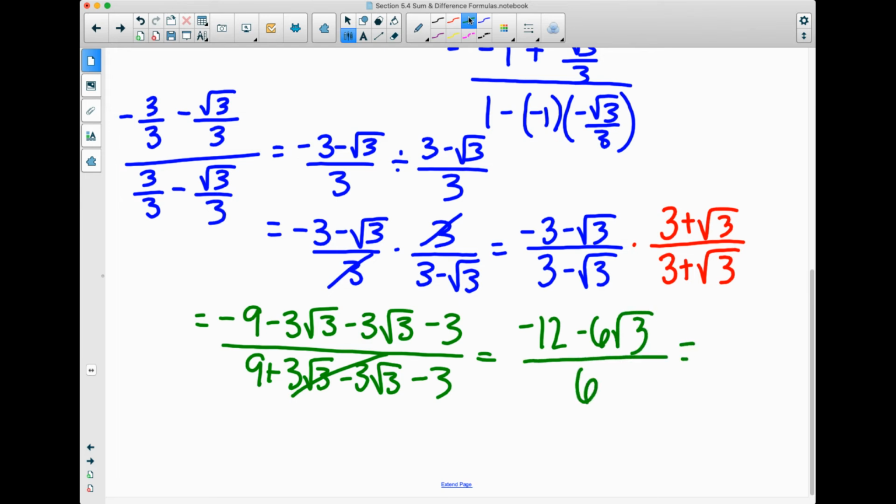What are they all divisible by? 6. So negative 2 minus root 3. We got it.